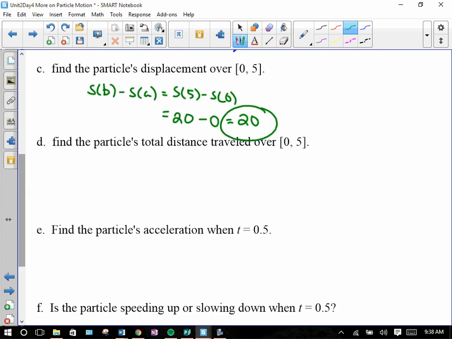Oh, just not seconds. Displacement would be a distance, so you can put speed if you want to use speed. I'm going to leave it at 20.